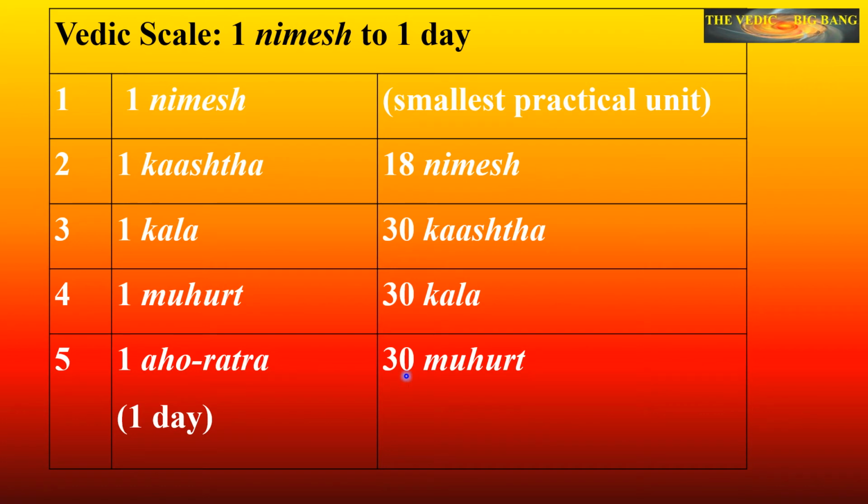One ahoratra, 30 muhurt. One muhurt, 30 kala. One kala, 30 kashtha. One kashtha, 18 nimesh. And one nimesh is the smallest practical time unit.